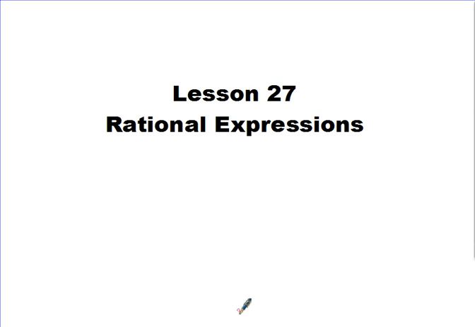Lesson 27, rational expressions. All right, we know that a ratio can be written as a fraction. Sometimes we have to combine these ratios in addition, and sometimes we have to set them equal to each other, such as in proportions. Today we're going to be talking about algebraic ratios that are in the form of fractions called rational expressions. All right, so rational expressions are algebraic ratios in the form of a fraction.